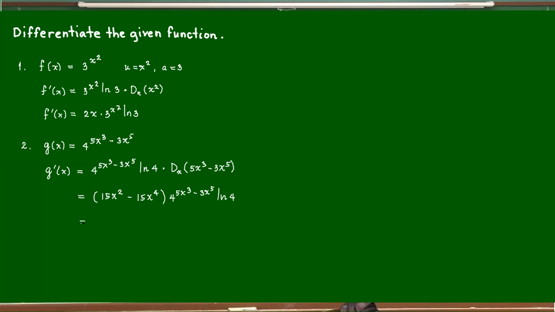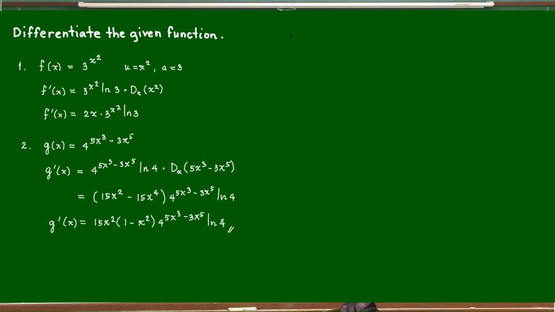If you want, you can express it in factored form. This part, you can still factor because let's say it's a multiple choice. So alternatively, if this is not found from the choices, it might be in this form, 15x squared multiplied by, what's the other factor here? 1 minus x squared. Then multiplied by 4 raised to 5x cubed minus 3x to the fifth, then times ln 4. That's it. Although 1 minus x can still be factored, but I think this is enough. Any question, guys?